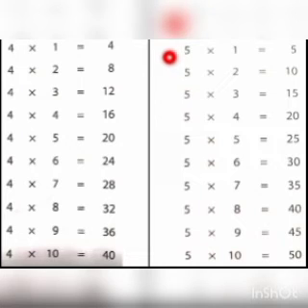Here 5 ones are 5. 5 twos are 10. 5 threes are 15. 5 fours are 20. 5 fives are 25. 5 sixes are 30. 5 sevens are 35. 5 eights are 40. 5 nines are 45. 5 tens are 50. Here again we have skip counting in 5s. If you go through 5, 10, 15, 20, 25, 30, 35, 40, 45, 50. So skip counting also includes the multiplication table also.